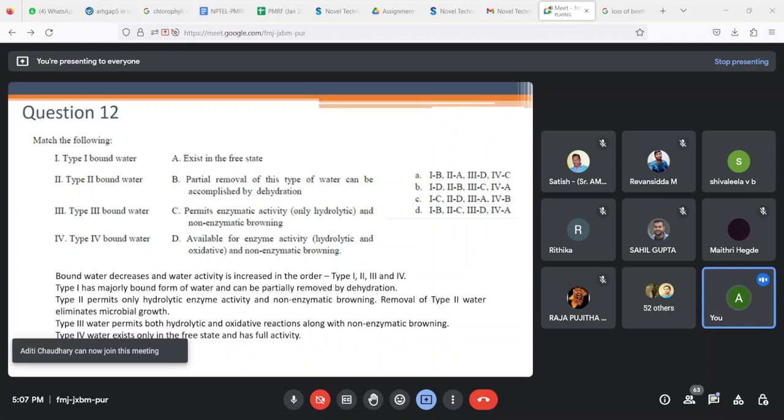Because that is when you will have very less amount of water present, you will prevent all enzymatic activities and microbial growth. So type 3 is what is present generally in tissues, and it is available for hydrolytic activity, oxidative activity, as well as non-enzymatic browning. Sorry, any question?